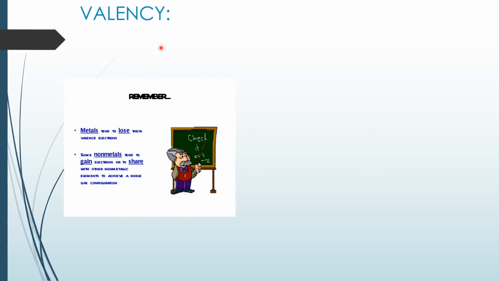Now we are going to see what is valency. Valency is nothing but the electrons present in the valence shell that tend to lose, gain or share electrons. That is known as valency. We already saw that metals tend to lose their valence electrons and become an octet, and some non-metals tend to gain or share electrons with non-metallic elements to achieve a noble gas configuration, that is the octet.